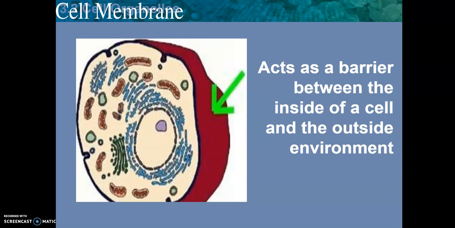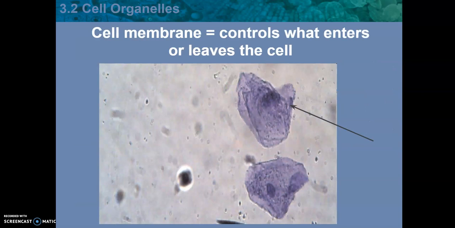The cell membrane acts as a barrier between the inside of the cell, and if you look inside of the cell, there's a lot in there, so the cytoplasm and all of the other organelles, and the outside environment. It is flexible, it's semi-permeable, and that means that certain things can come in and certain things will go out. And we'll talk more about that later, the semi-permeable nature of the cell membrane. And we'll also talk about osmosis.